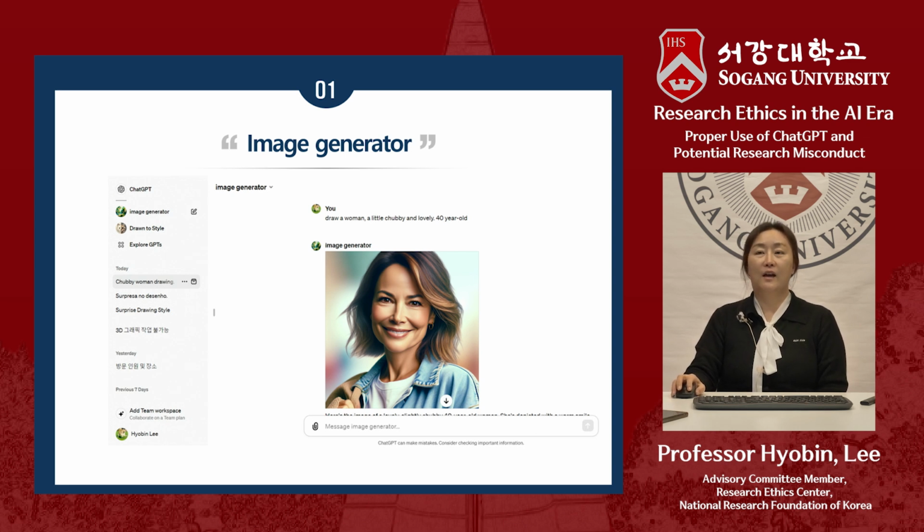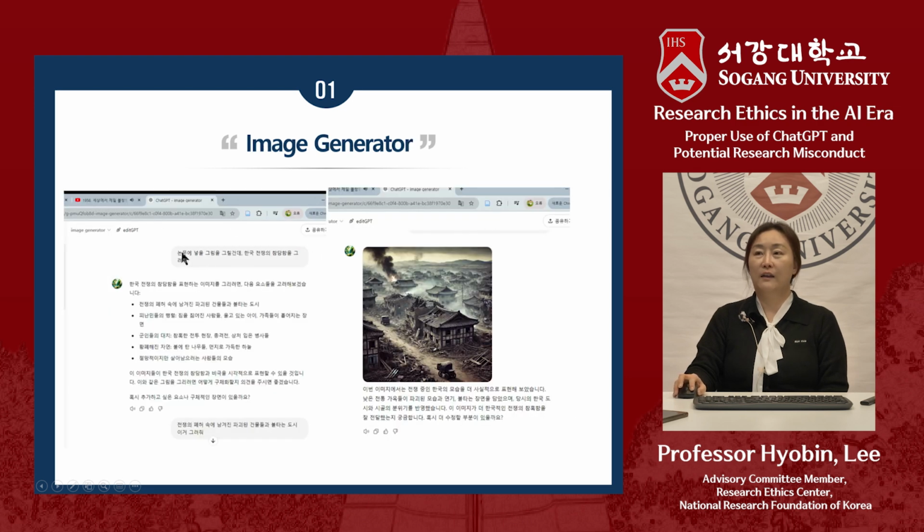And then I ordered like this. I want you to draw to describe the Korean War. But it asks what kind of things you want it to draw. So I said, why don't you draw burning buildings like that? And then ChatGPT drew like this.